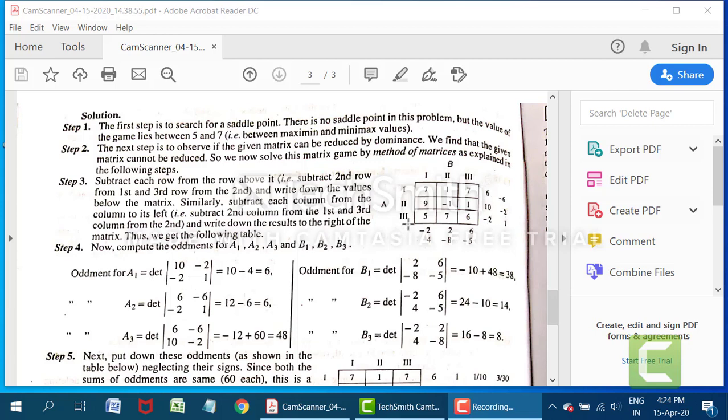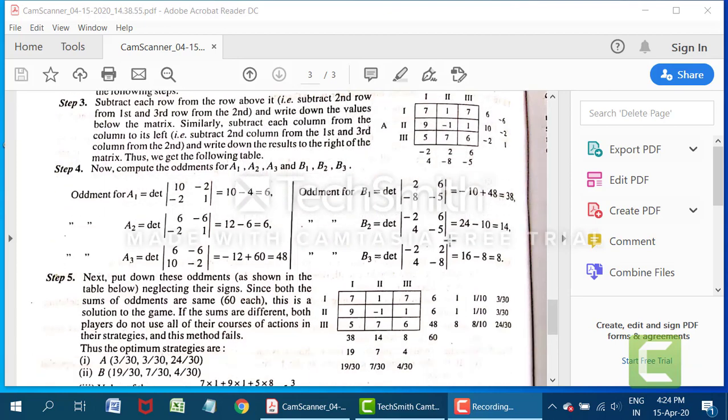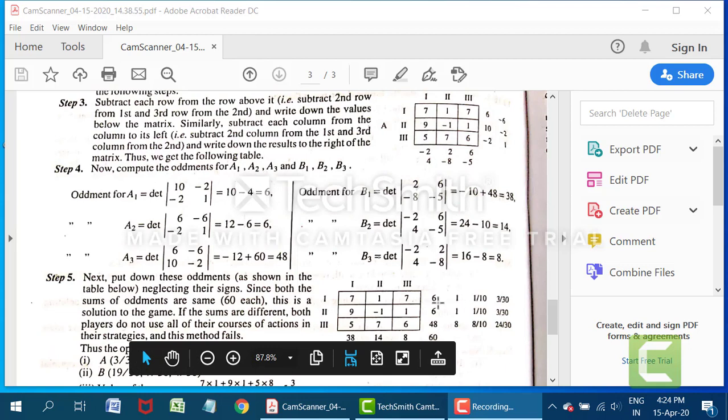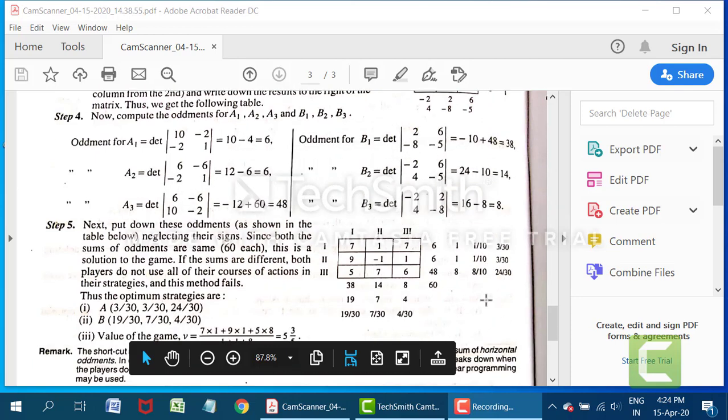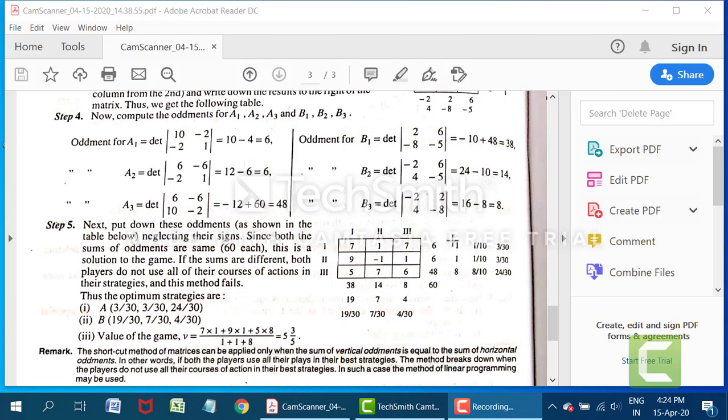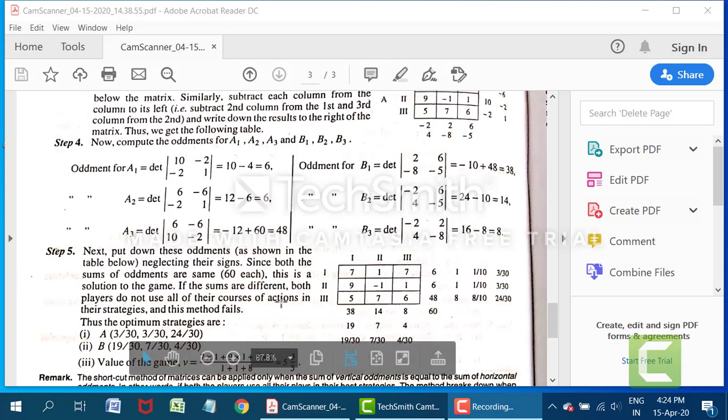So even if you would like to write for the first row determinant, write it here. 38, 6. That will give you 38; write it here, right.